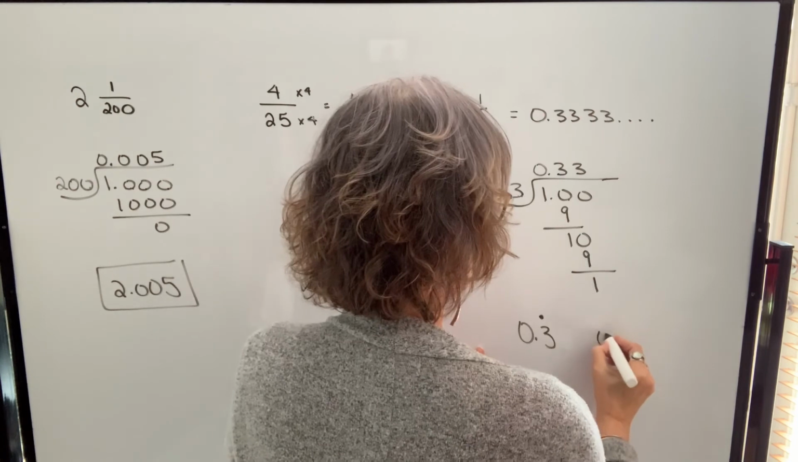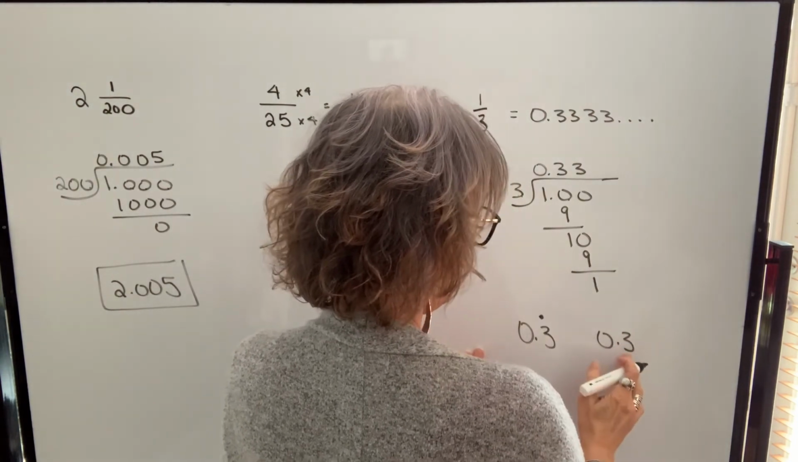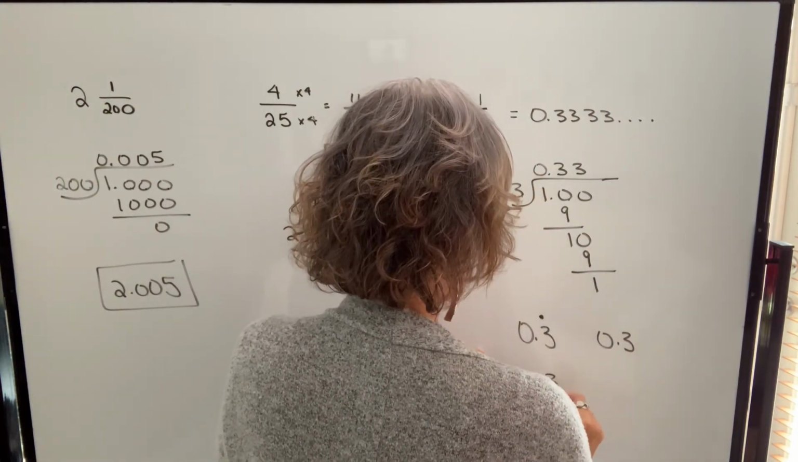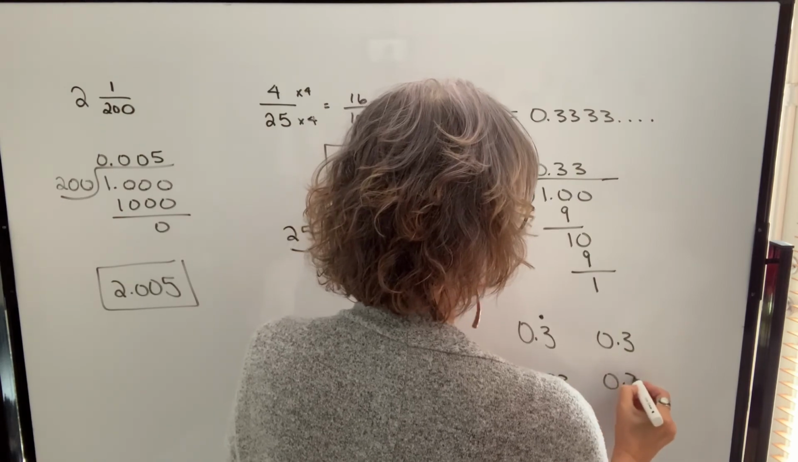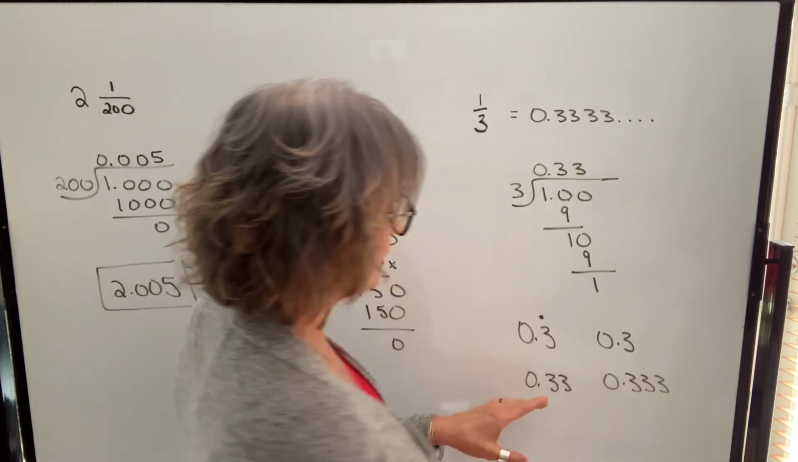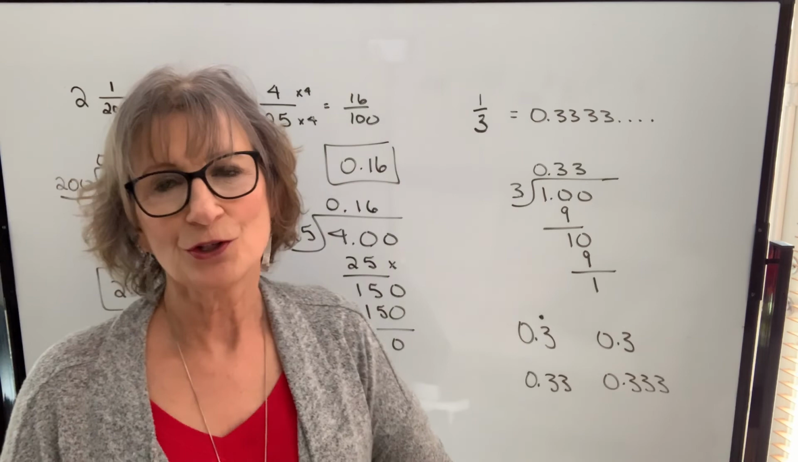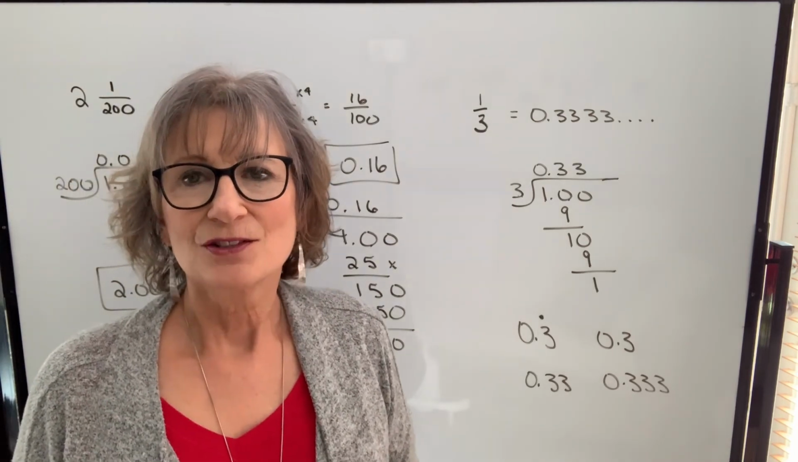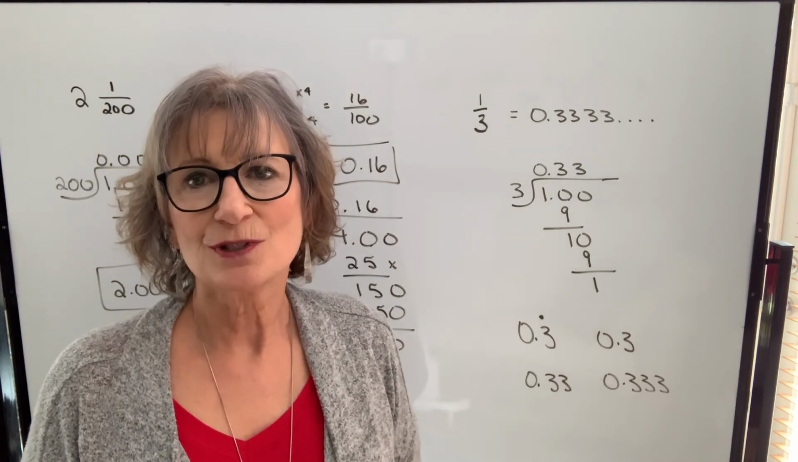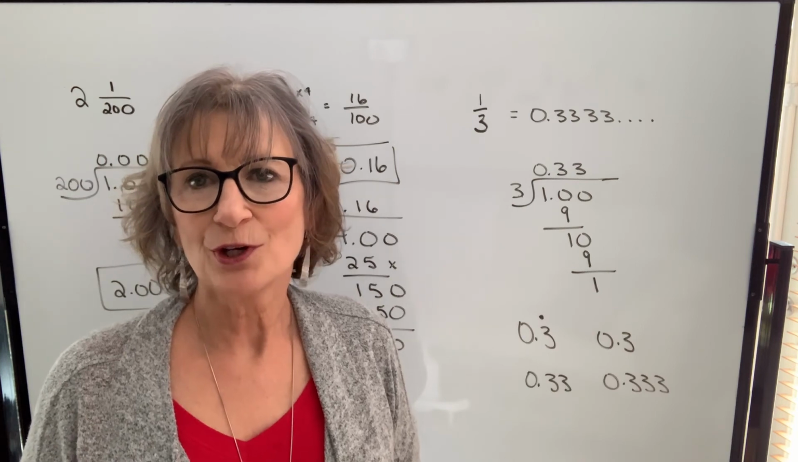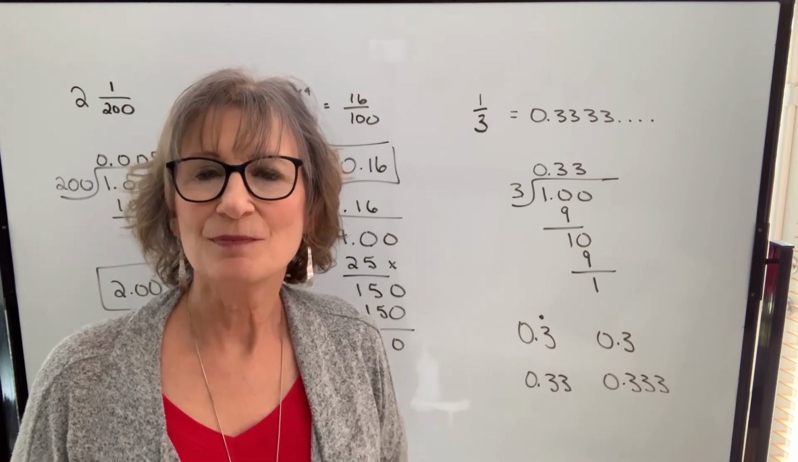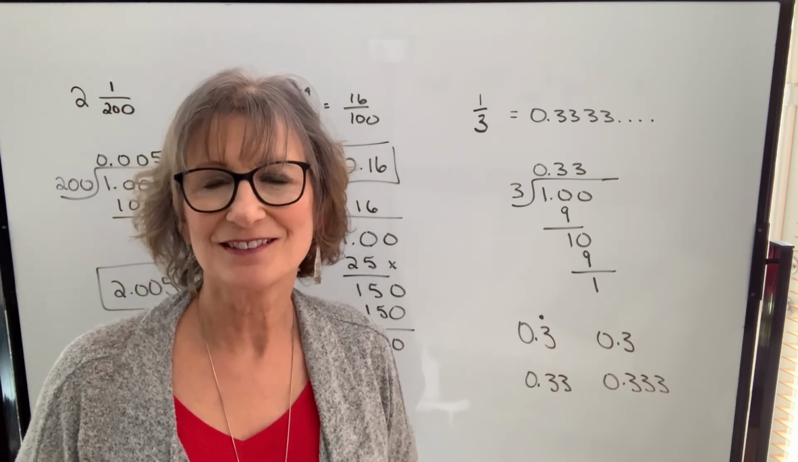Or we could round it off to the nearest tenth, or we could round it off to the nearest 100th, or we could round it off to the nearest thousandth. It just depends on what you're expected to do. So basically, to change a fraction to a decimal, you simply divide the numerator by the denominator. Make sure you have an opportunity to practice these.